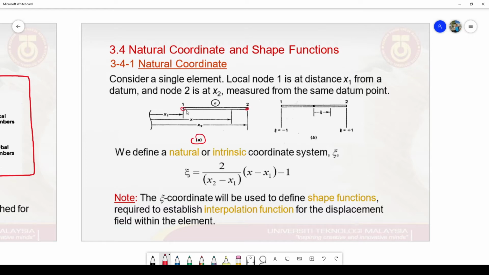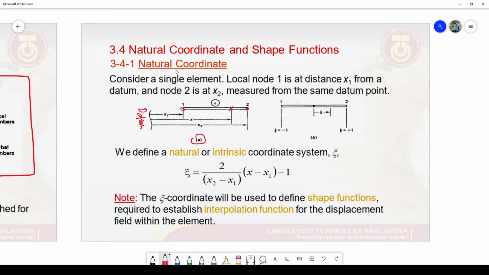elements where node A is node number 1, node number 2, and the point of interest that is located between the two nodal points within our element. This distance in the Cartesian coordinate system is located at a certain distance from the datum, and this is our datum that is located at the origin in the x direction.